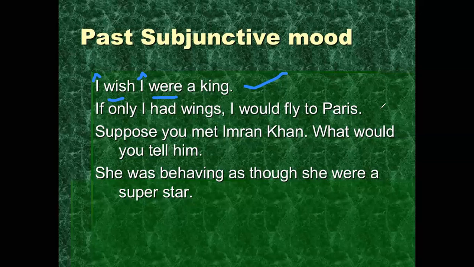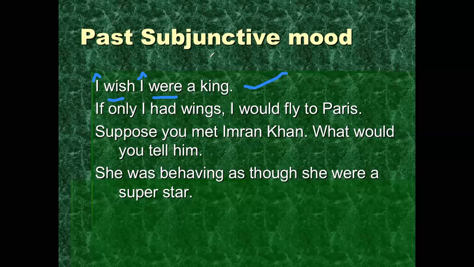Let's have a look at another example. If only I had wings, I would fly to Paris. So this means that it's not possible to have wings. So that's why the speaker is using the past subjunctive, because this is something not possible. This is something he can't do. He's just imagining, or he's asking us to imagine it.